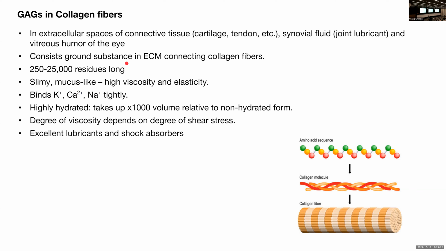And since GAGs are all highly negatively charged, they can easily bind cations like potassium, calcium, sodium, and so on. And it can be highly hydrated too, so it can take up to 1,000-fold of the volume compared to the non-hydrated form, because it makes a really complicated structure that we're going to see, I believe, in the next slide.